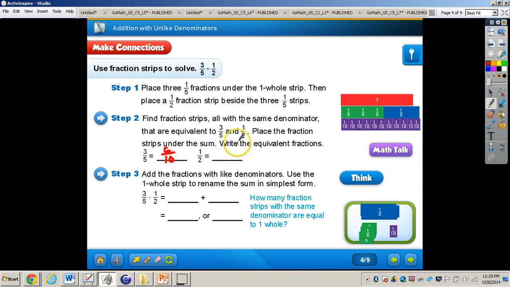1/2 we can see equals 5/10. Okay, now we can see, add the fractions with like denominators. Use the one whole strip to rename the sum in simplest form. Okay, so we can see that 3/5 plus 1/2. We can just rewrite this as 6/10 plus 5/10.